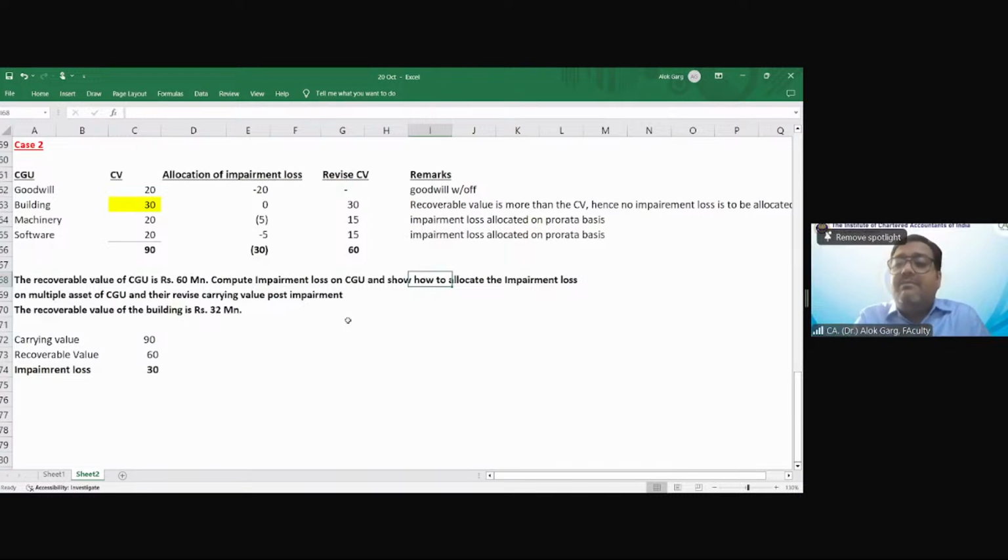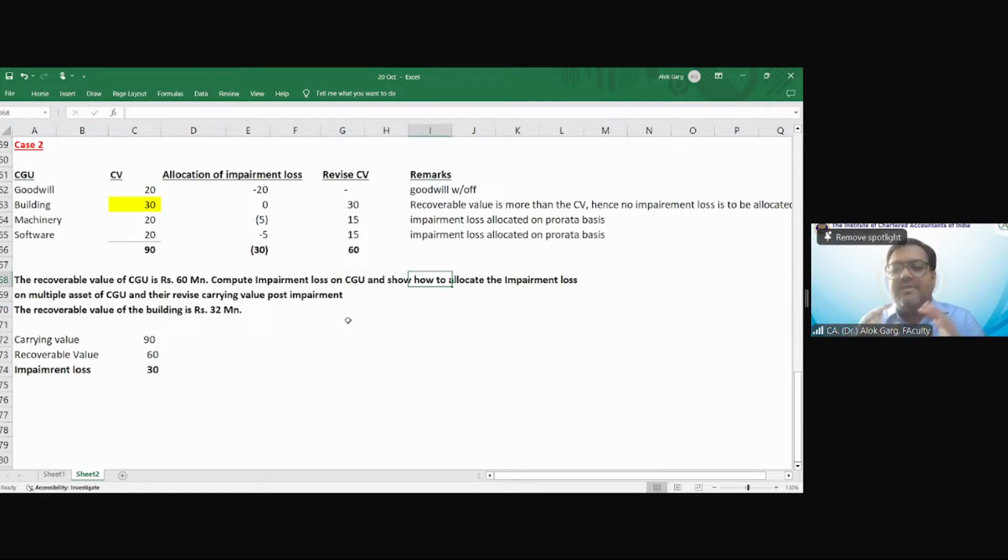One of the students is asking whether the building's revised carrying value is 30 or 32. Anyone who wants to give the answer? You have already read Ind AS 16 and Ind AS 38. The building is valued at the carrying value or the fair value, whichever is lower, recoverable value. Okay. Karthik has given the right answer. Karthik has written, sir, if the revaluation model is opted, then 32. Otherwise, 30 only. Very good, Karthik.